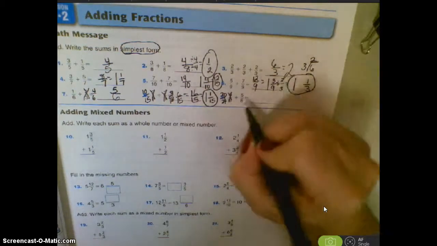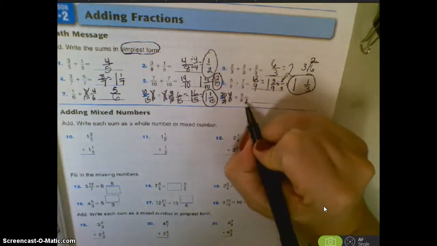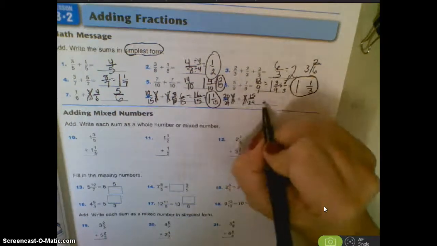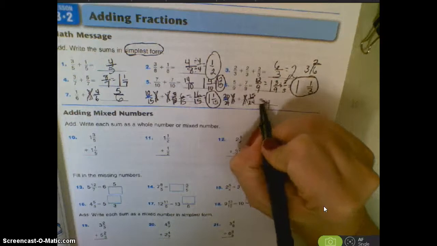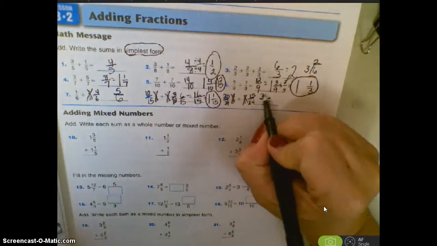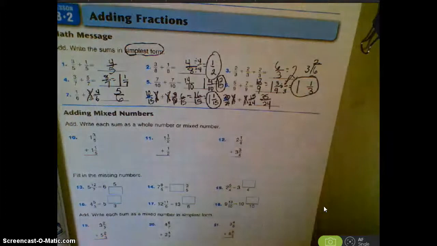6 times 4 is 24. 5 times 4 is 20, so there's my equivalent. 8 times 3 is 24. 5 times 3 is 15, so there's my equivalent. My denominator is 24, and I think that was a 20. 20 plus 15 is 35. I think that was 24.